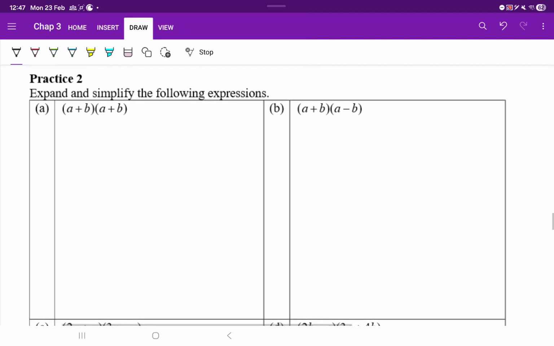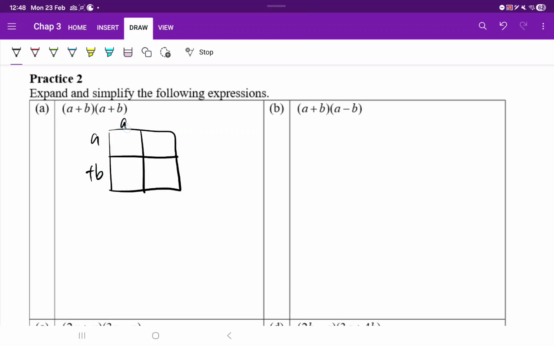Practice 2. Simplify the following expression. So draw a rectangle. Write down the length and the breadth, and then fill in the blanks.